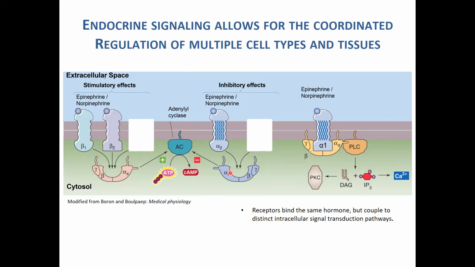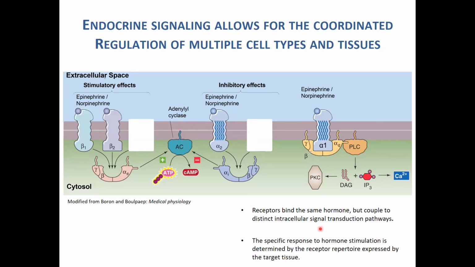Here we see that alpha-2 activates the G-alpha-I receptor. This is an inhibitory receptor. It's going to inhibit adenylate cyclase and decrease cyclic AMP production. And over here we have the alpha-1 receptors. These receptors couple to a completely different system. They couple to phospholipase C, which is abbreviated PLC. And when they activate this pathway, you're going to have an increase in calcium.